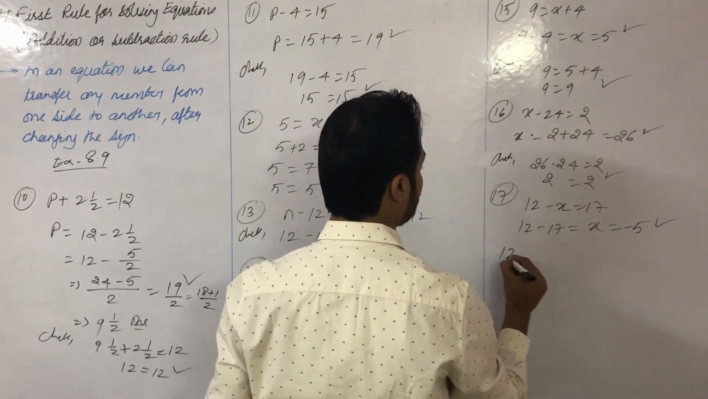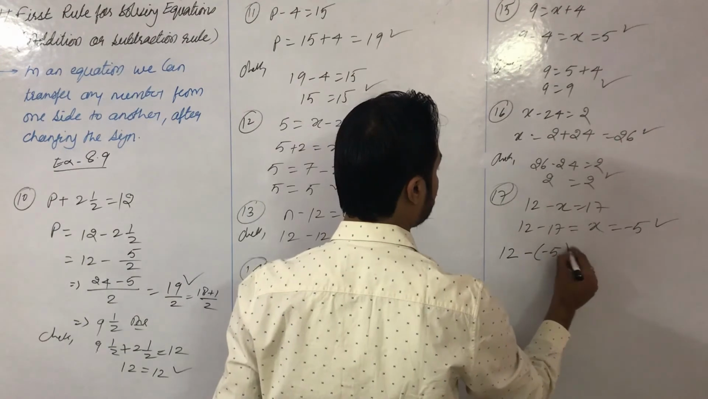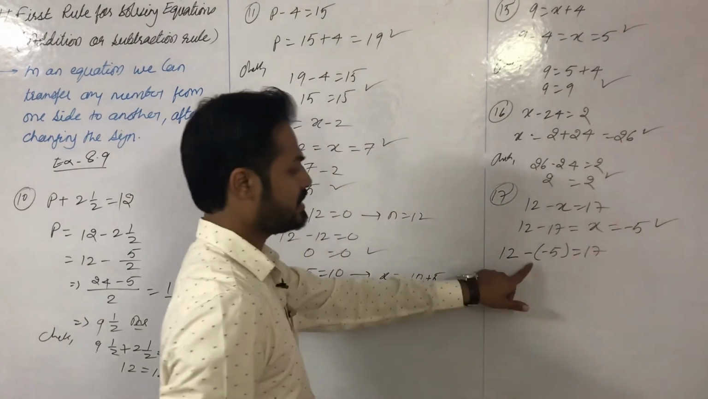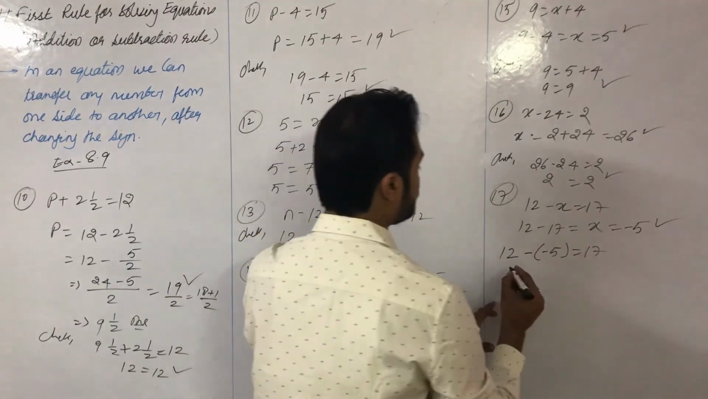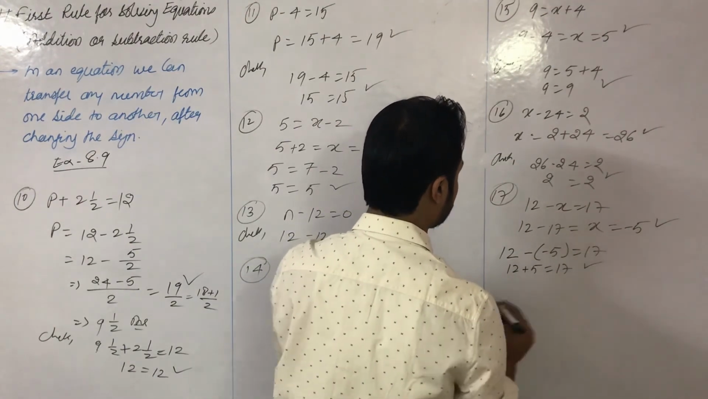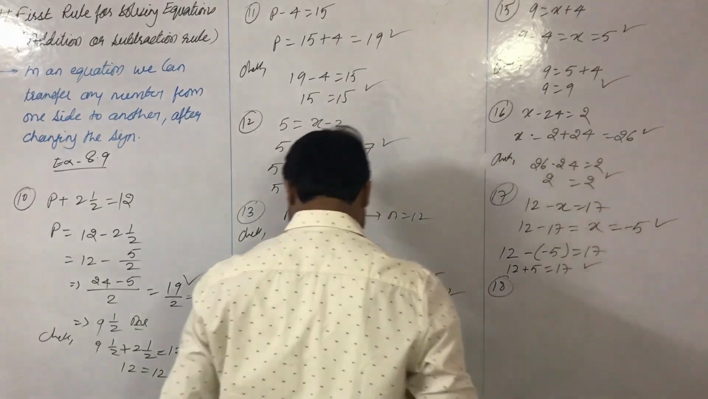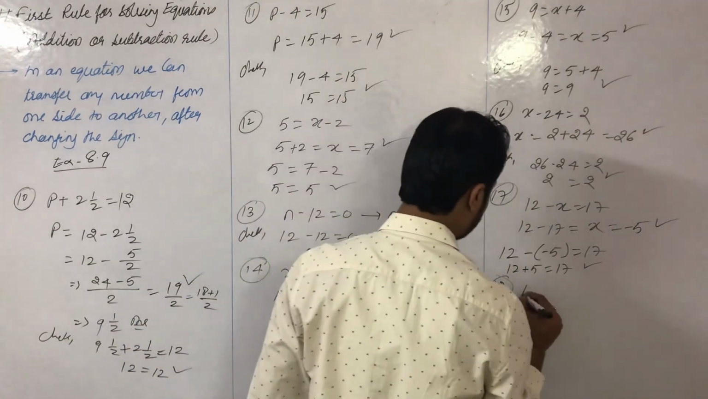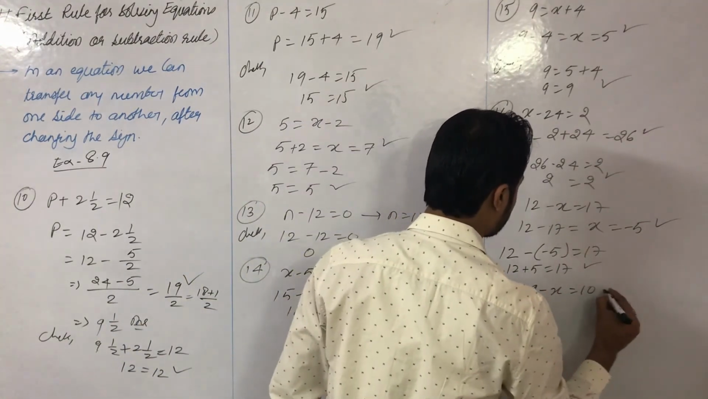Now we'll put the value: 12 minus minus 5 equals 17. So 12 minus minus becomes plus, so 12 plus 5 equals 17. Yes, correct.